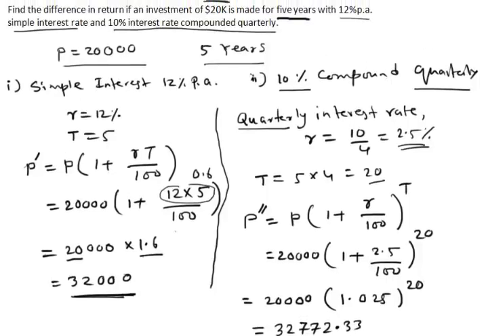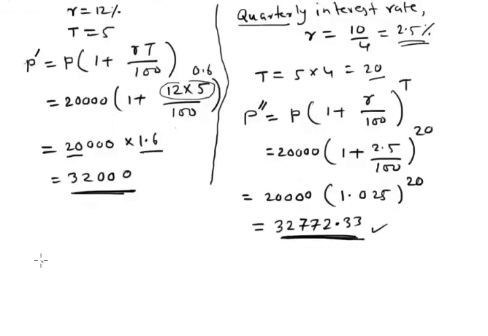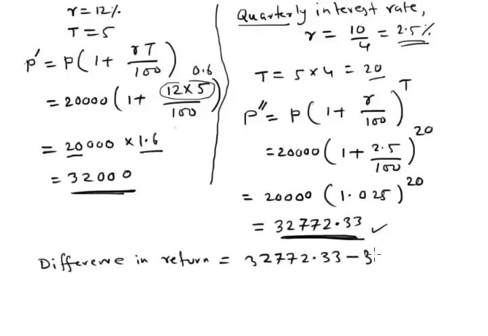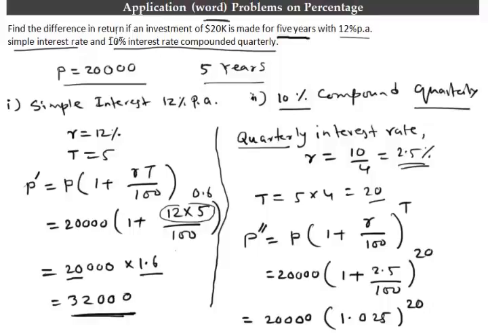So the question was, find the difference in return. Compound interest is giving more return, so the difference in return will be this one minus this one: 32,772.33 minus 32,000. So we get $772.33. This will be the difference in return between these two scenarios, where the compound interest scenario will give more return, although its interest rate is lower.